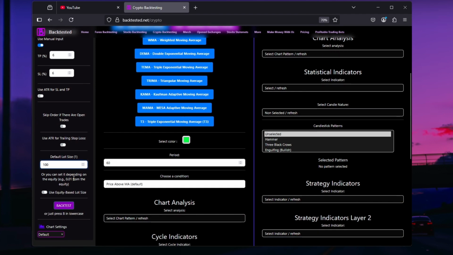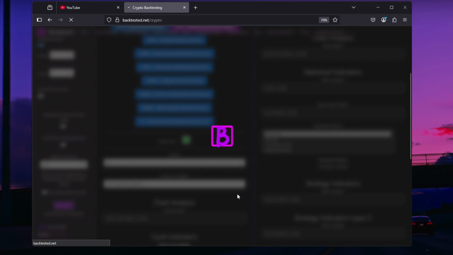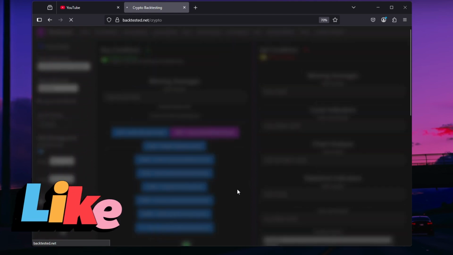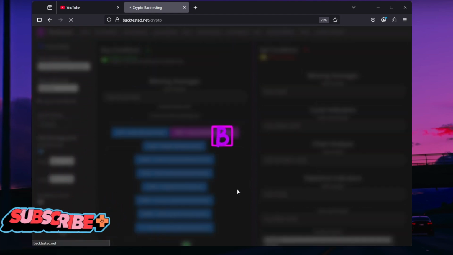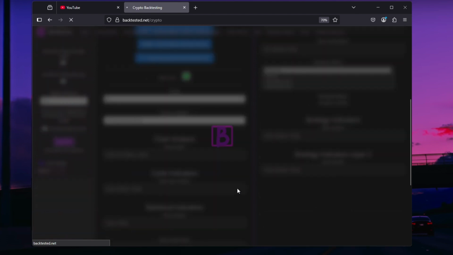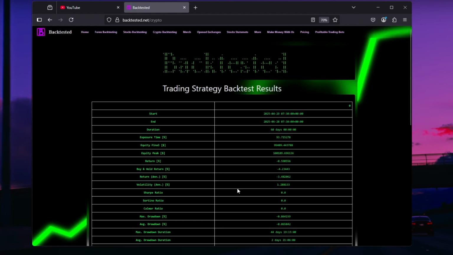And now we will set the size of the XRP buying contracts to be 100, press the backtest button or on your keyboard lowercase b, and wait for a few seconds. And here we go. These are the backtest results, like the return and the win rate, and other stats. And as you see, the strategy had a loss of 0.5% of the account.